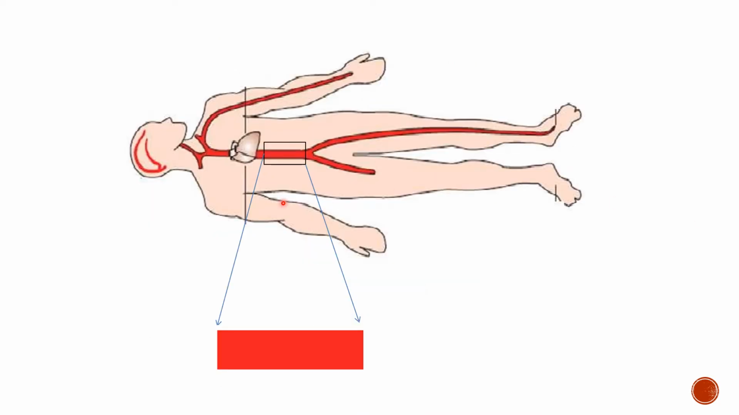So when the person is in supine position, the hydrostatic effect is eliminated because the entire cardiovascular system is essentially at the same horizontal level. So here in the supine position, there is no effect of hydrostatic pressure.